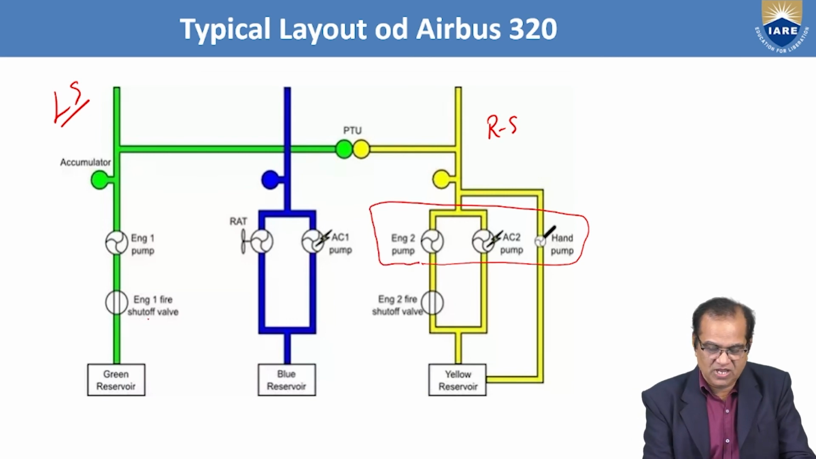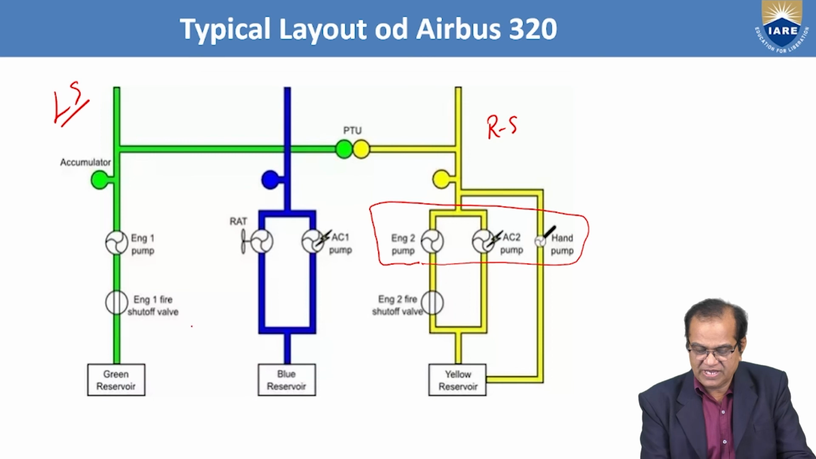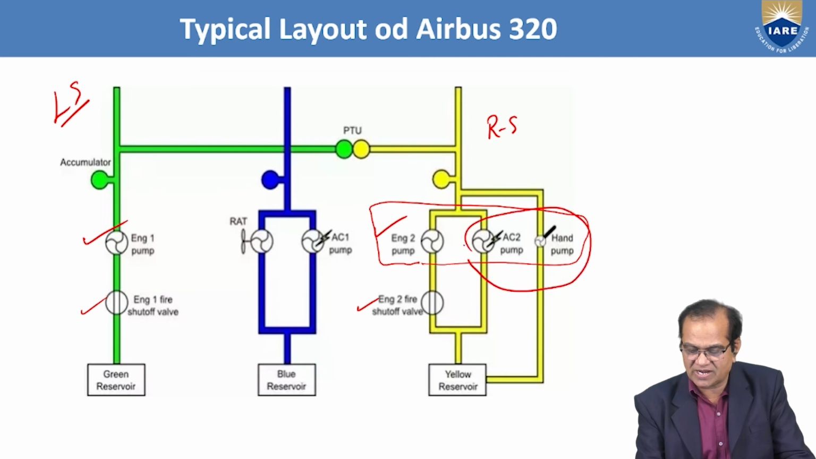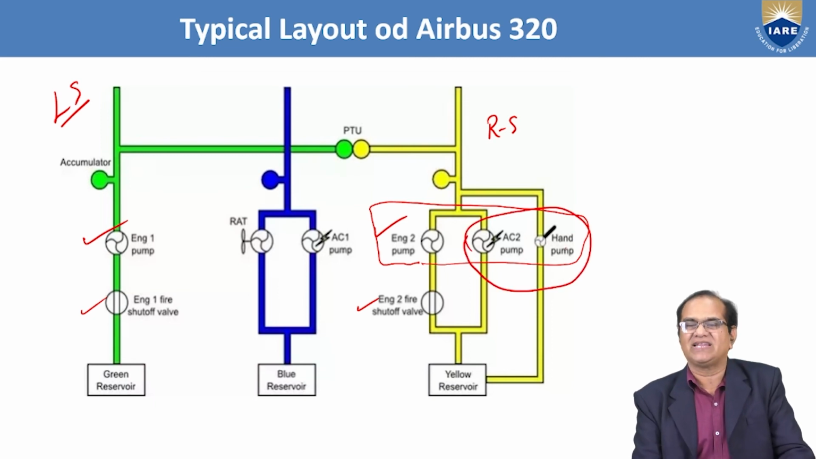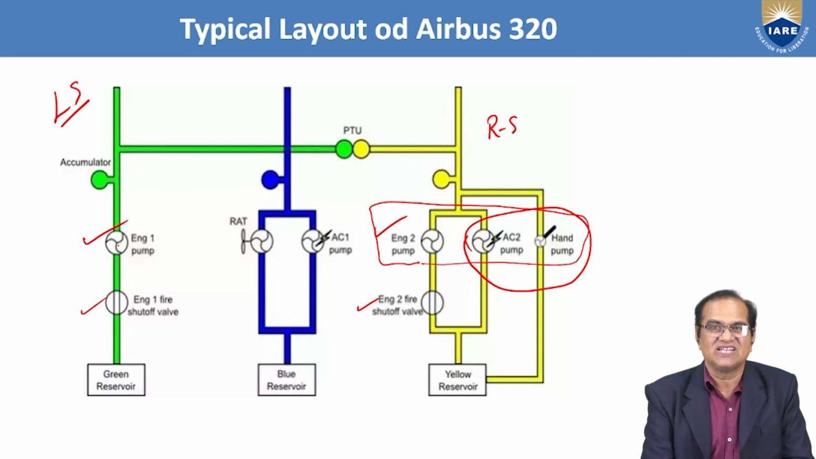But if you see here, we have the engine 1 fire shut-off. It is here also and here also. Engine 1 pump, engine 2 pump, but these two systems are not there. That is, the electrical pump and the hand pump are not there in the green system.